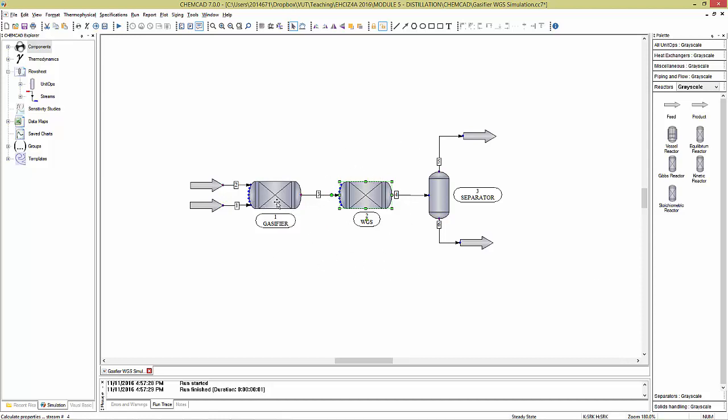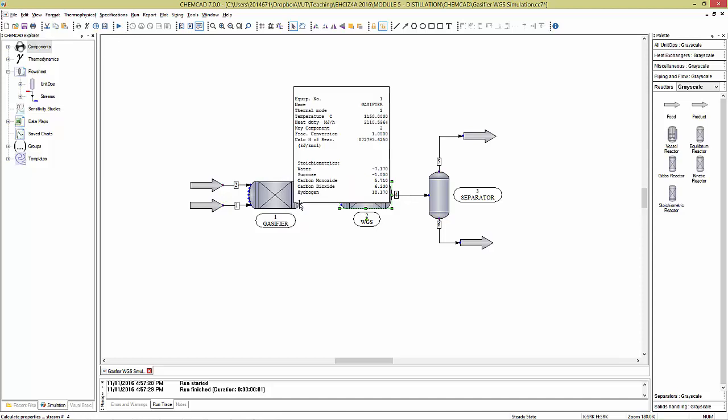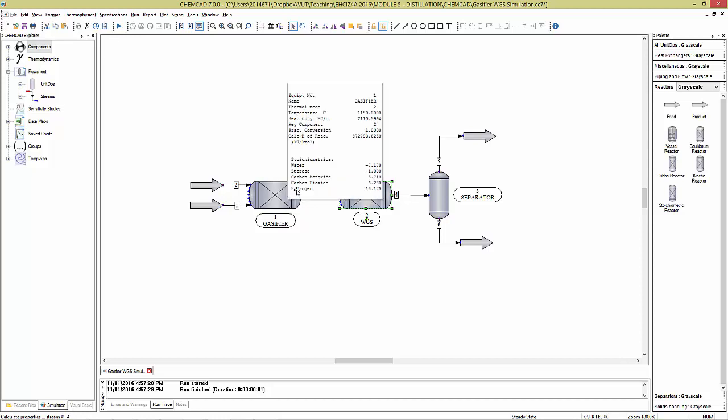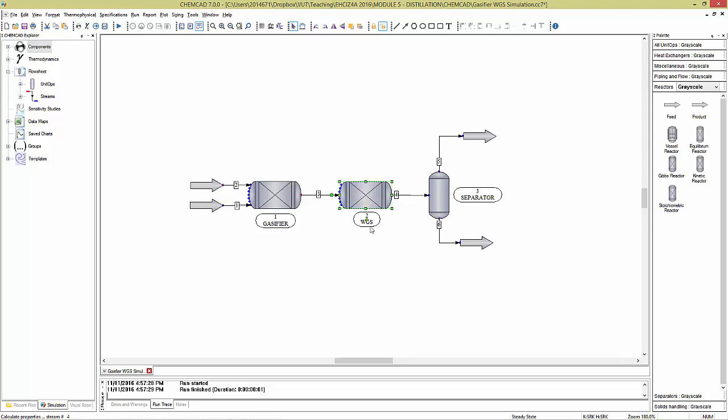If the temperature coming out of the gasifier is higher, which as you can see it is, 1150 degrees Celsius, and here we are saying we are just around 500-something degrees Celsius, which means that you will need a heat exchanger here to reduce that temperature. I would need to see that in the flow sheet that you produce.